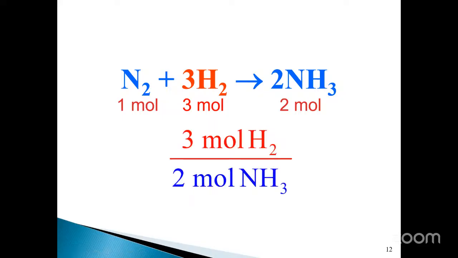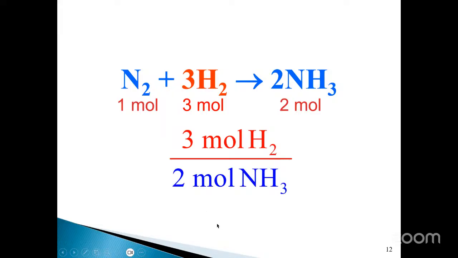Let me talk about this. Based on this equation here, you can establish a conversion factor which represents the mole ratio between any 2 of the substances involved in the equation. So for example, because of the coefficient of 3 for the hydrogen here and the coefficient of 2 for the ammonia here, we can write down this conversion factor which represents the mole ratio between the hydrogen and the ammonia. So there we have 3 moles of hydrogen as the numerator, and 2 moles of ammonia as the denominator. So this represents the ratio between this and this.